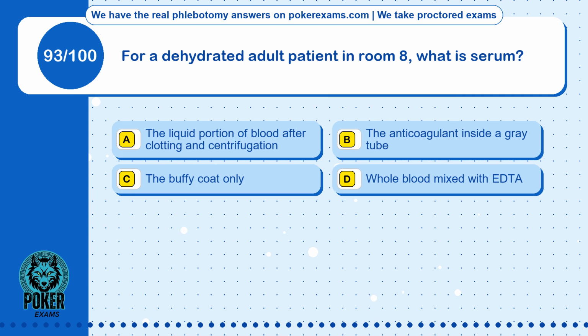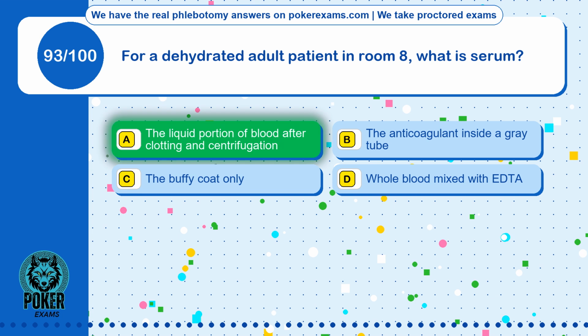Question 93. For a dehydrated adult patient in room 8, what is serum? Option A: the liquid portion of blood after clotting and centrifugation. Option B: the anticoagulant inside a gray tube. Option C: the buffy coat only. Option D: whole blood mixed with EDTA.